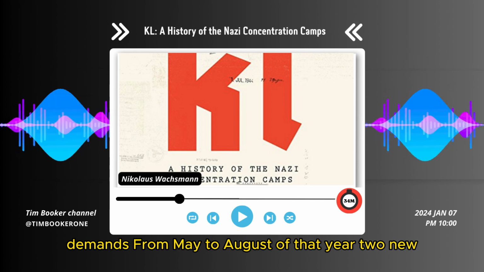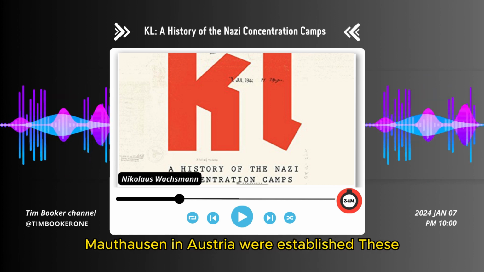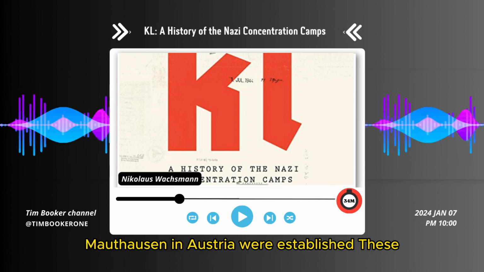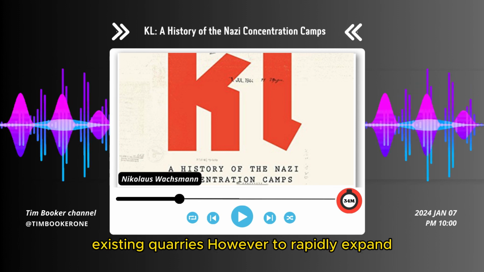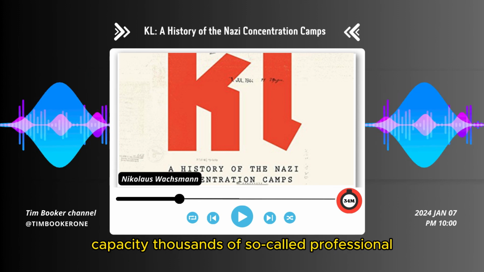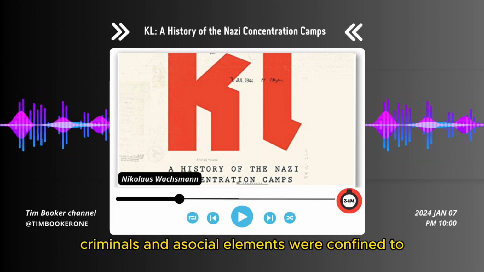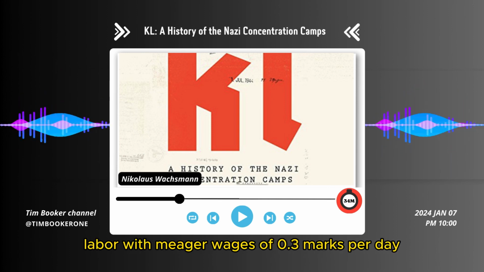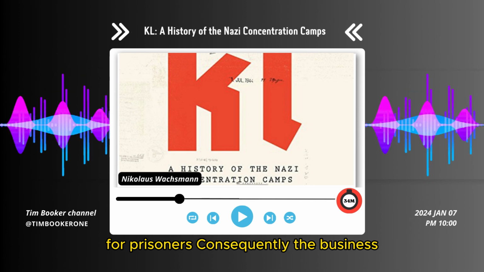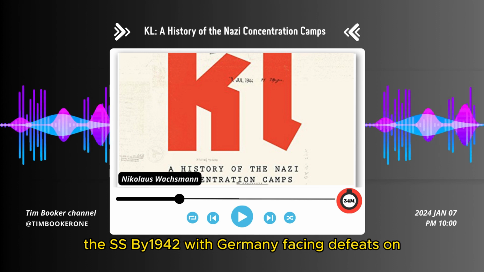From May to August of that year, 2 new labor camps, Flossenburg in Bavaria and Mauthausen in Austria, were established. These locations had rich granite deposits and existing quarries. However, to rapidly expand capacity, thousands of so-called professional criminals and social elements were confined to these camps, forced into arduous, high-intensity labor with meager wages of 0.3 marks per day for prisoners. Consequently, the business immediately generated substantial profits for the SS.